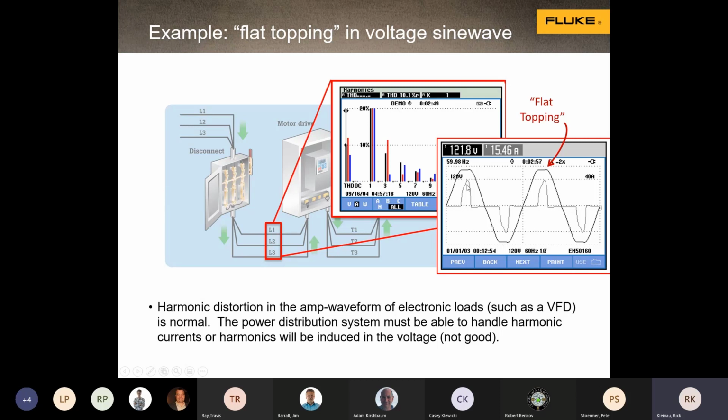So every drive is drawing current here at the peak of the sine wave, negative and positive, to try to maintain the level of the DC bus. And if you look at the sine wave for the voltage, you see it's no longer purely sinusoidal. It's flat topping here. That level should be up quite a bit higher.